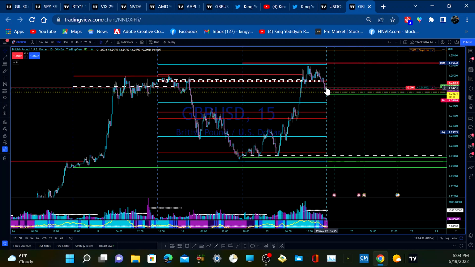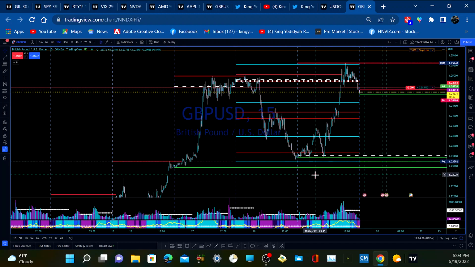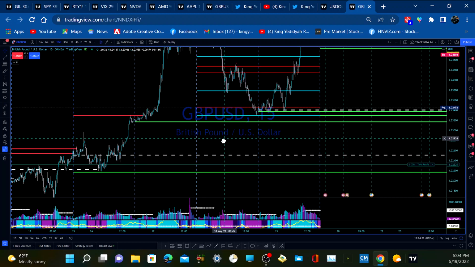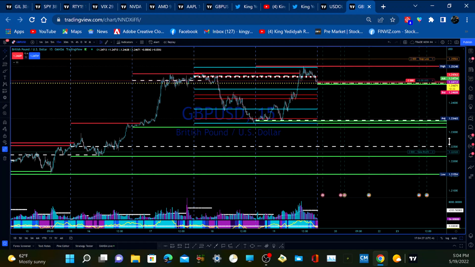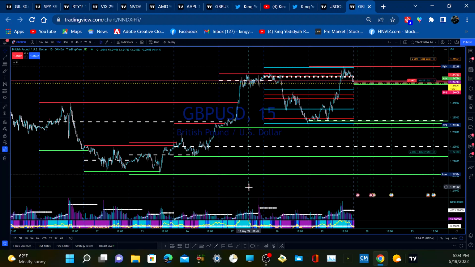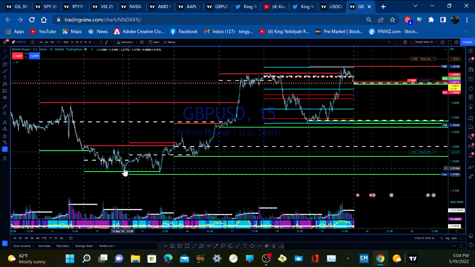But I think this GBPUSD, look at this chart pattern right here. I think we're gonna get this pushback to these levels at least. And I think we're even gonna break down past these levels as the dollar gains strength. I think we're gonna come back to these levels.